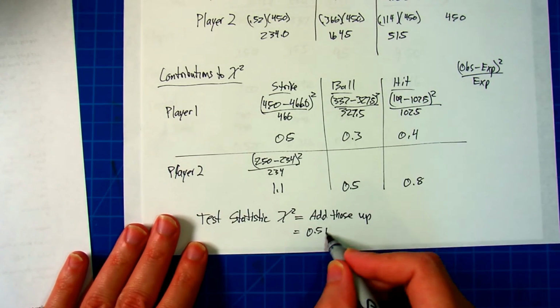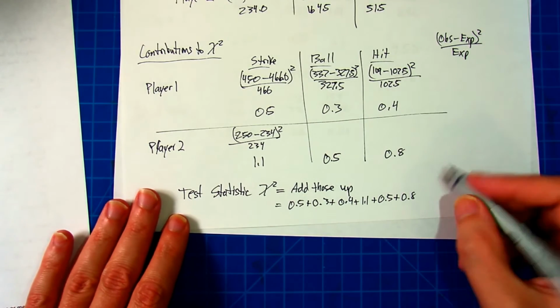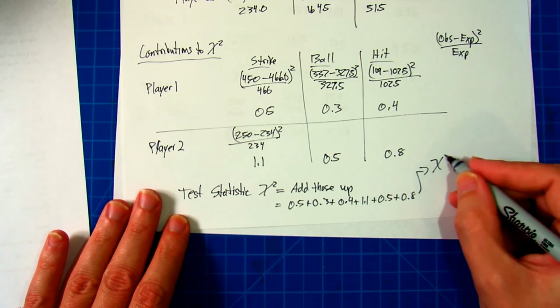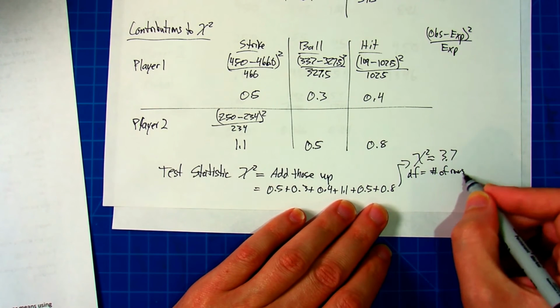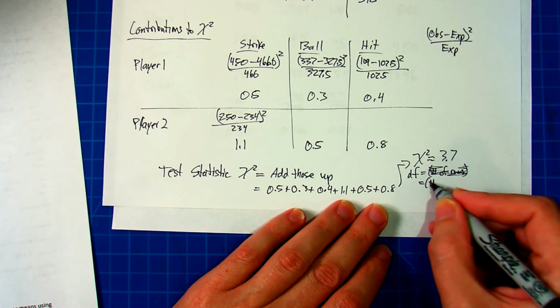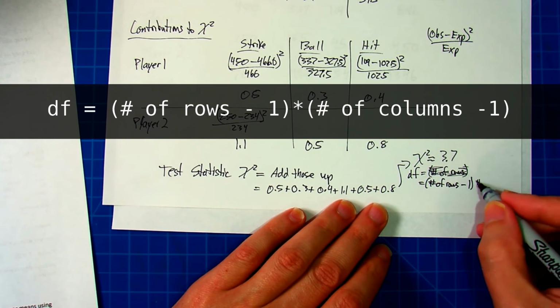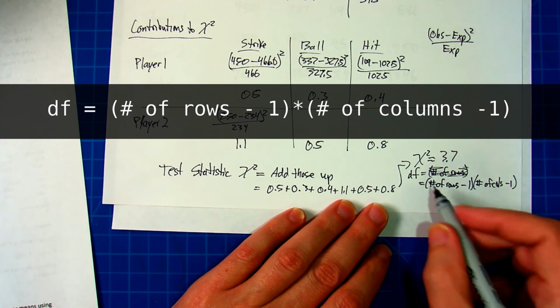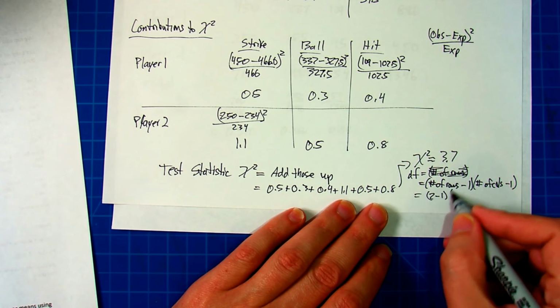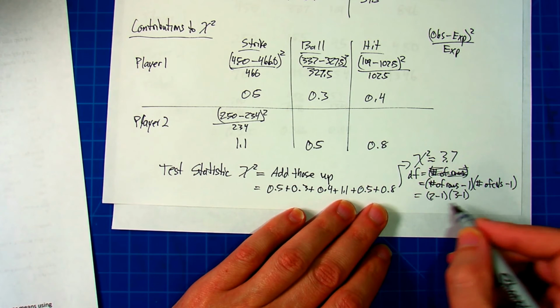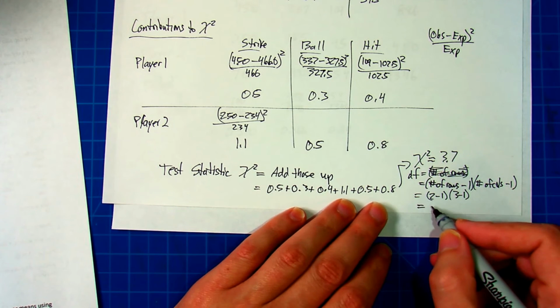For the test statistic, I just add those up, and I get my test statistic, chi-squared, is about equal to 3.7. My degrees of freedom is number of rows minus 1 times number of columns minus 1. So number of rows is 2, minus 1 is 1. Number of columns is 3, minus 1 is 2. So total degrees of freedom is 2.